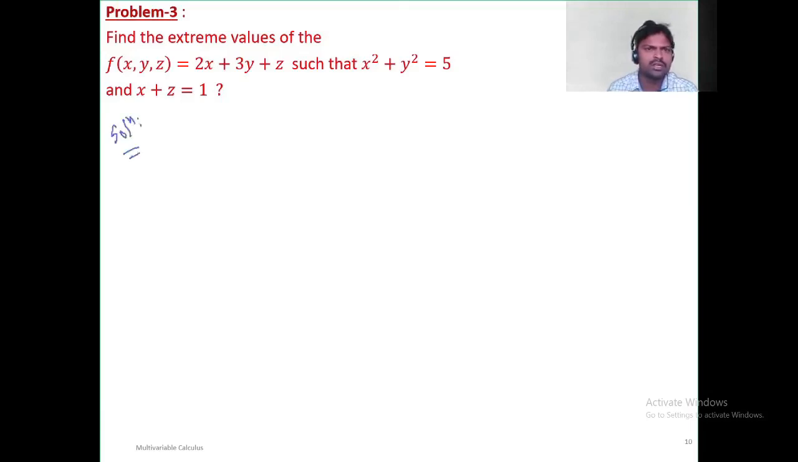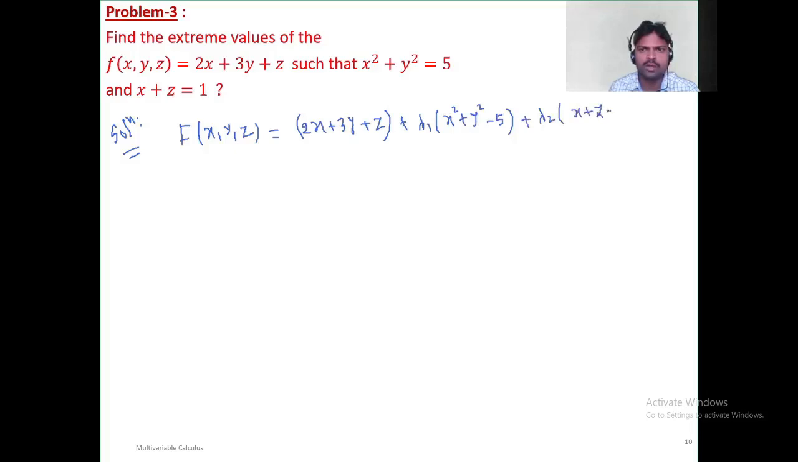Same here, how many constraints are there? Therefore let us construct the auxiliary equation: x into y into z is equal to 2x plus 3y plus z. How many constraints? 2 constraints: plus lambda 1 into the first constraint, x square plus y square minus 5, and second, lambda 2 into x plus z minus 1. So this is the auxiliary equation.